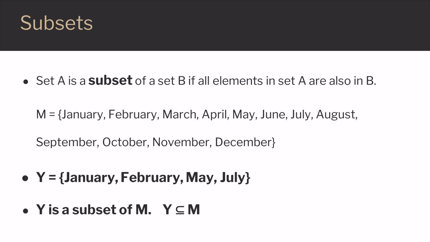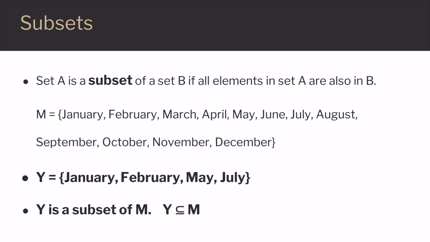We'll bring back our set M of months of the year as an example. The set Y is the set of all months of the year that end in Y. Notice that everything that can be found in Y can also be found in M. So Y is a subset of M. We use the funny symbol that looks like a U on its side with a line under it to indicate that Y is a subset.